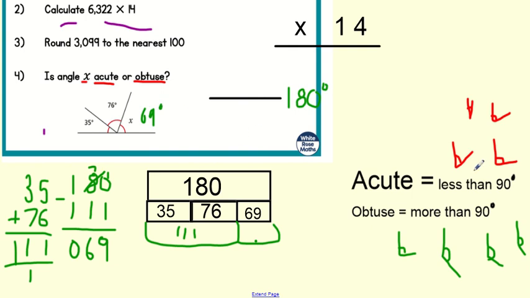So if X is 69 degrees, then is it an acute or obtuse angle? Well, let's go back to our initial knowledge. An acute angle is less than 90 degrees. Is this less than 90? Yes, it is. So it is an acute angle.